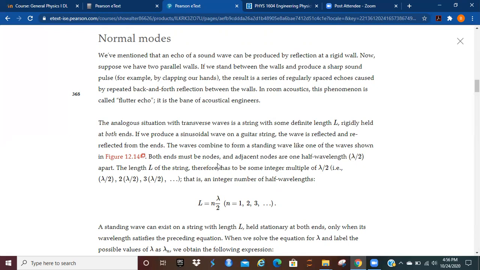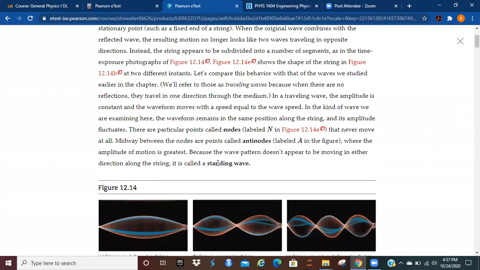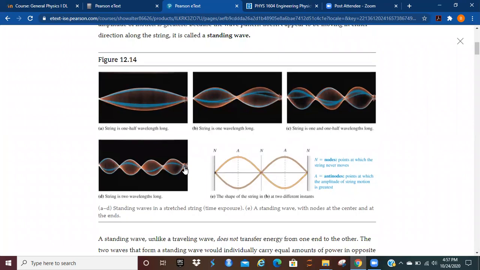The analogous situation with transverse waves is a string with some definite length rigidly held at both ends. So if you produce a sinusoidal wave on a guitar string, the wave is reflected and re-reflected from each end. Then the waves combine to form a standing wave, like one of the waves shown in figure 12.14, which I believe is like this.